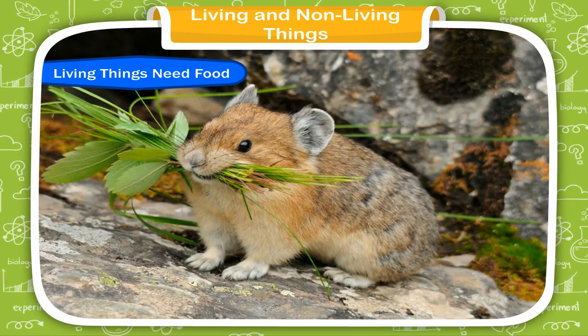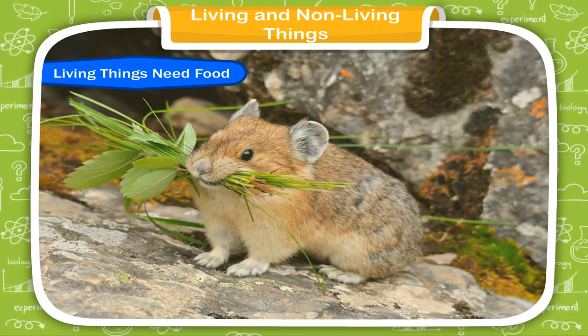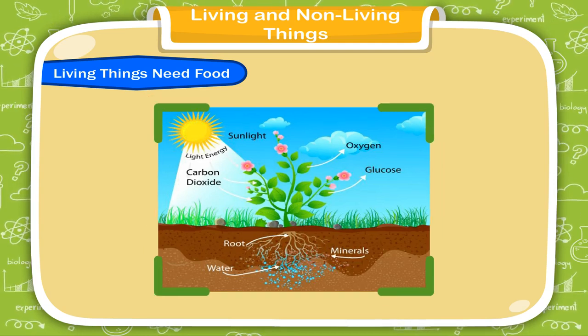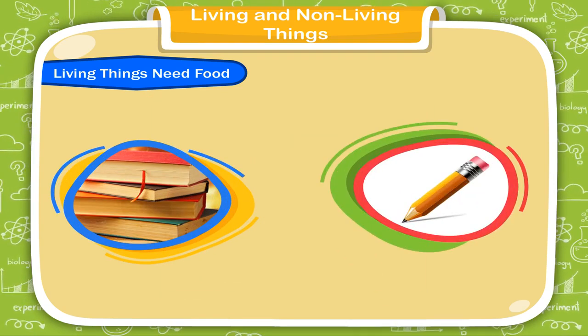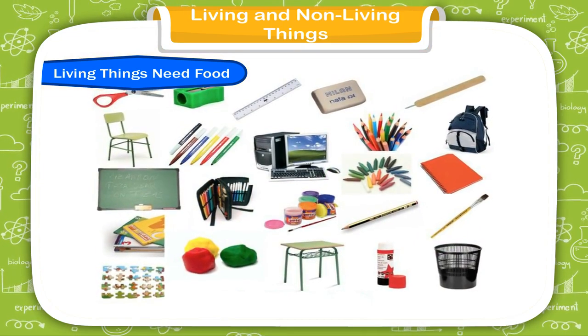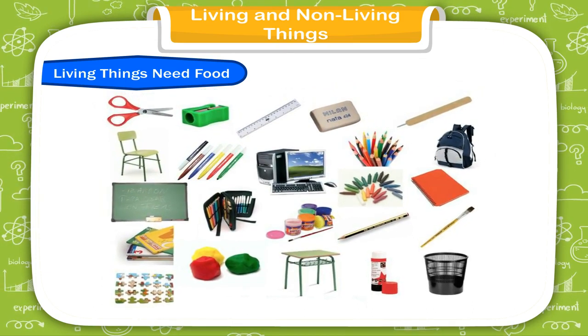Animals get their food from plants and other animals. Plants make food for themselves with the help of air, water, and sunlight. Does your book or pencil eat any food? No, they do not eat food. Non-living things do not need food because they are lifeless.